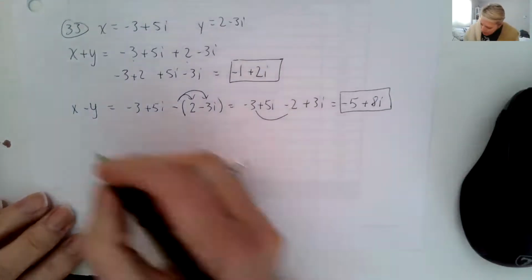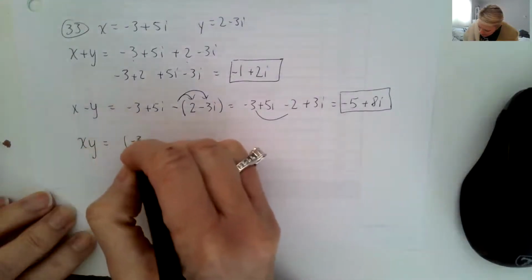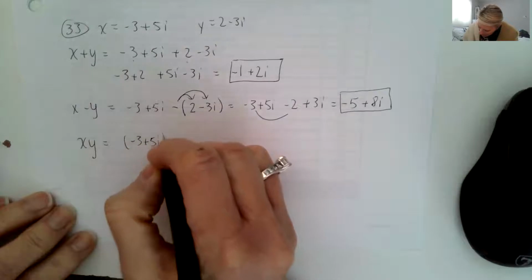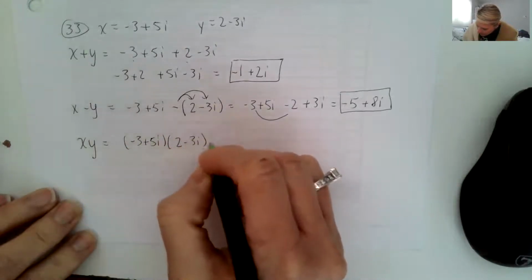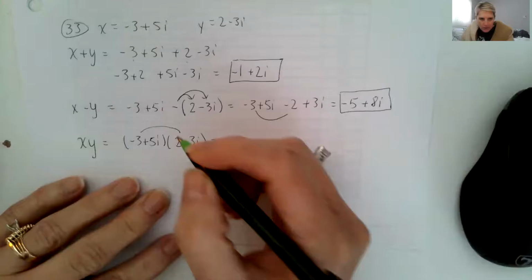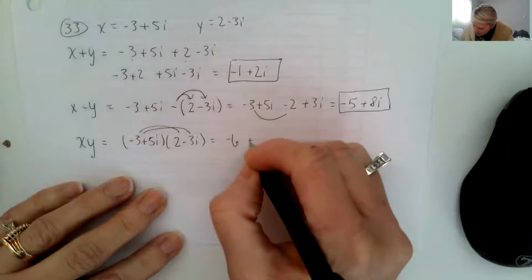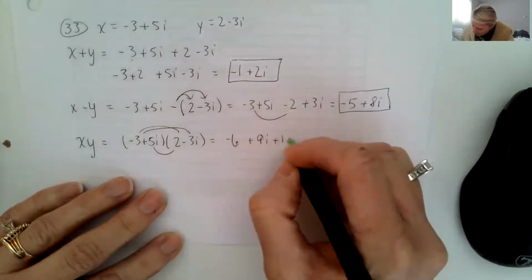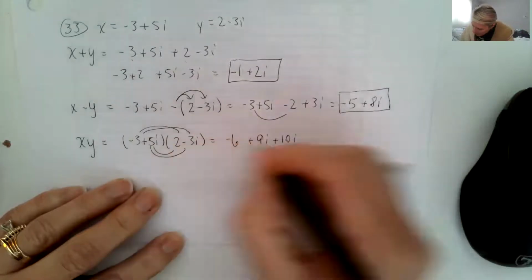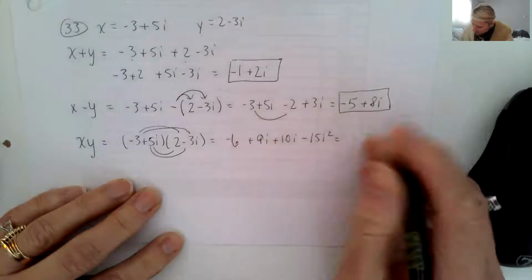Then they ask us to find the product. So x times y, so -3 plus 5i times 2 minus 3i. So when we use our FOIL, we get a -6 and a positive 9i, and then a positive 10i, and then a negative 15i squared.